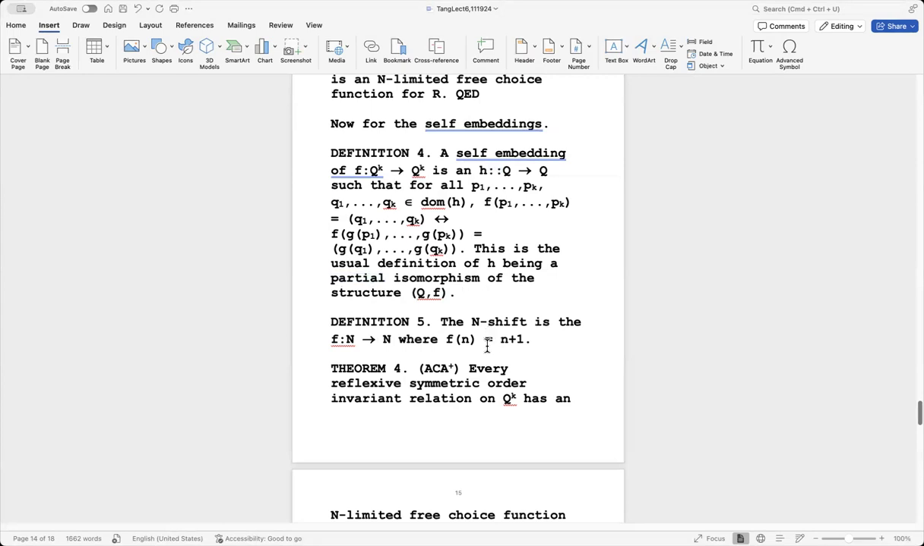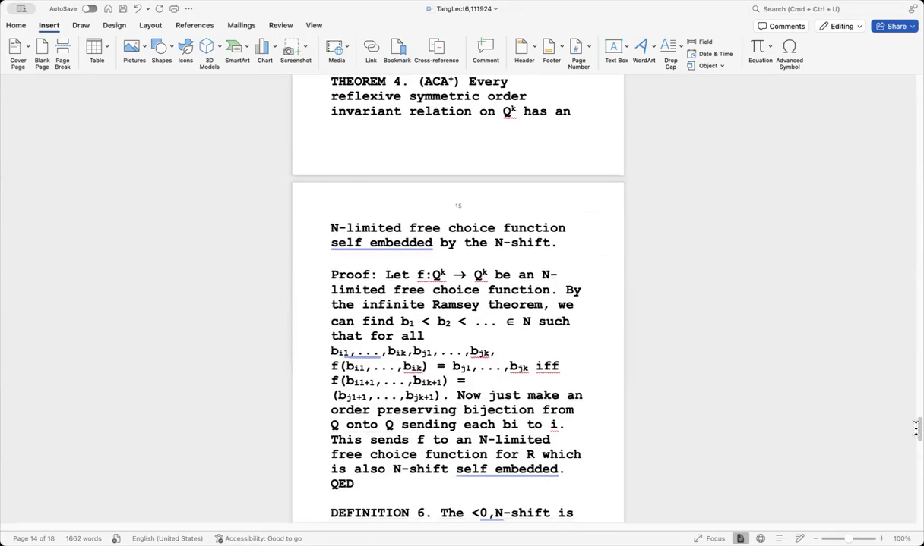All right. Now, the n-shift of a function is just f of n equals n plus 1. That's called the n-shift. It's only defined on N. And then we have the following theorem. Every reflexive symmetric order invariant relation on Q to the K has an n-limited free choice function, self-embedded by the n-shift. Okay, we want n-limited and self-embedded. And this is provable in some extension of ACA with omega jumps, ACA plus.